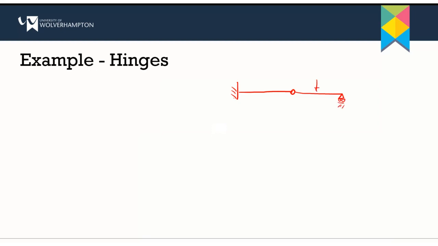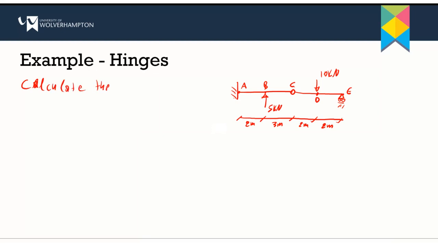We have a load over here, 10 kilonewtons. Perhaps we have, let's say, another load over here, 5 kilonewtons. And the distances are, let's say that all of them are 2 meters. Okay, perhaps this one could be 3 meters. It's a bit larger. This is point A, point B, point C, point D, and point E. So I need to calculate the support reactions. This is the question.